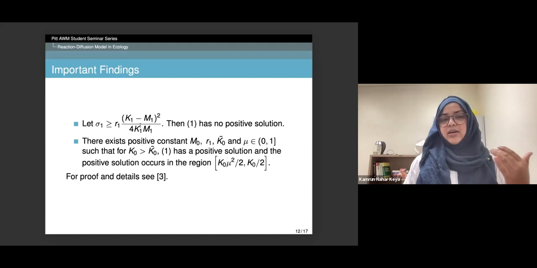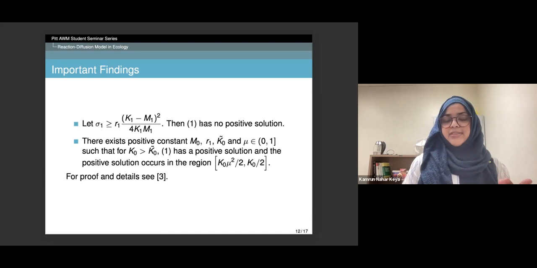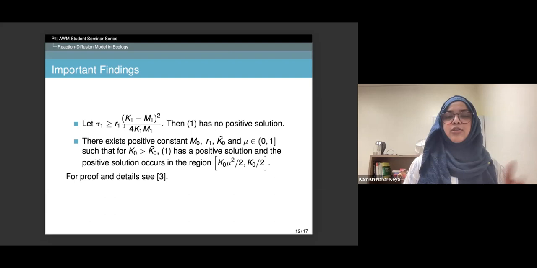So if we have these maximum values of R, K, and M, then we found this formula: if our sigma one, which is the largest eigenvalue, is greater than or at least equal to R1 times (K1 minus M1) squared over 4 K1 M1, then the system will have no positive solution. I already told you that this is related to bifurcation. If this happens, there will be no positive solution, which means there will be no space left in the environment to survive.